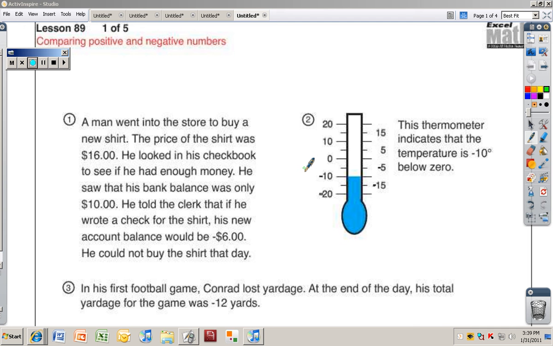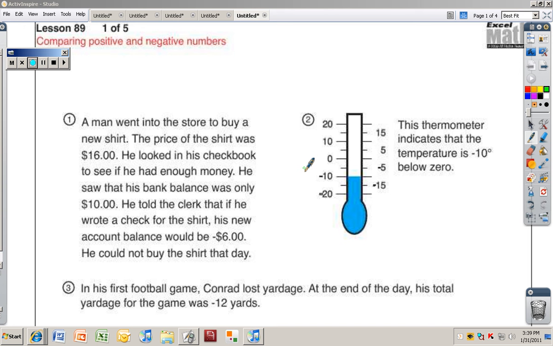Okay. So we're going to be learning about negative numbers today. You guys already knew about positive numbers. Let's look at problem number 1. A man went into the store to buy a new shirt. The price of the shirt was $16. He looked in his checkbook to see if he had enough money. He saw that his bank balance, that means how much money he has in his bank, was only $10.